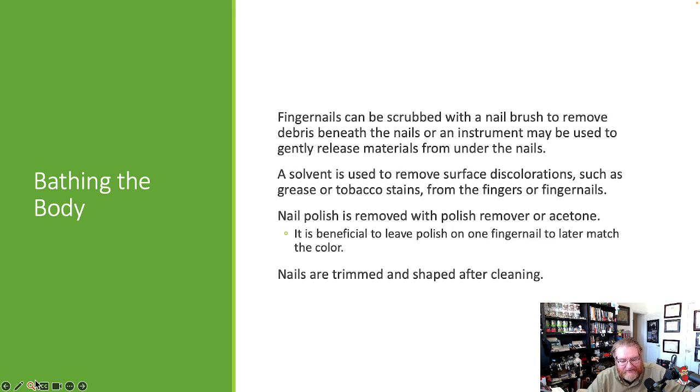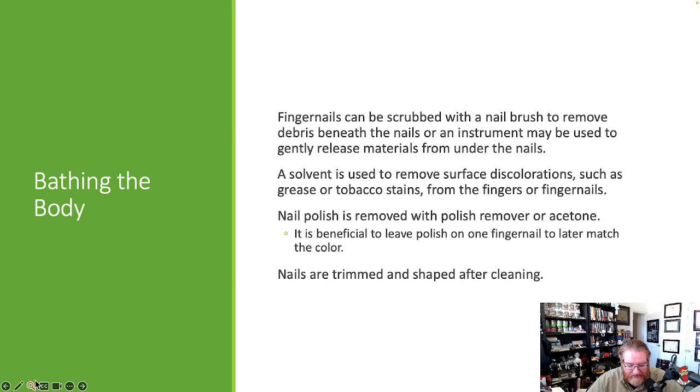Fingernails should be scrubbed with a nail brush to remove debris beneath the nails, or an instrument may be used to gently release material from under the nails. A solvent is used to remove surface discoloration, such as grease or tobacco stains. Nail polish is removed with polish remover or acetone. It is beneficial to leave polish on one fingernail so you can match the color later. So you can clean all the nails off, leave one so you have an idea of what the color is, and then once you've gotten the right color, now you can finish cleaning all the nails off and you're good to go.